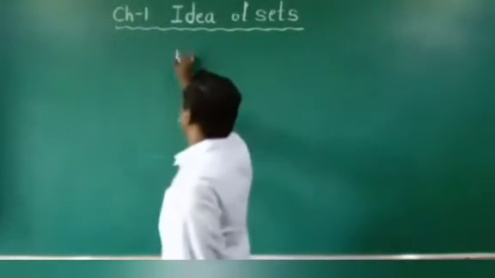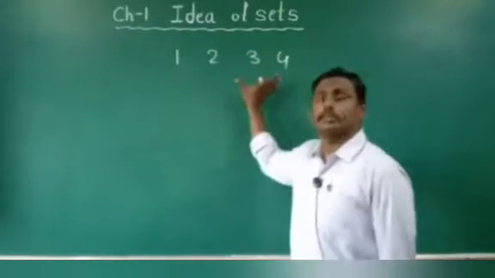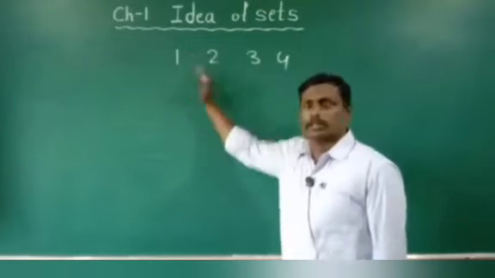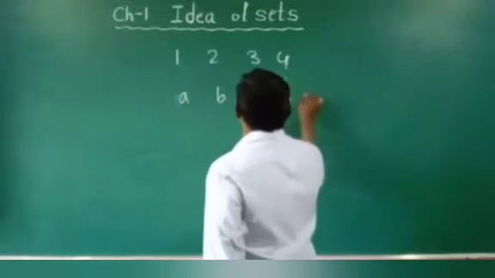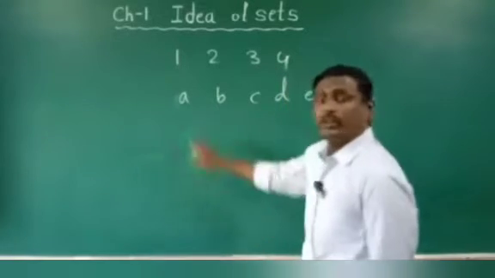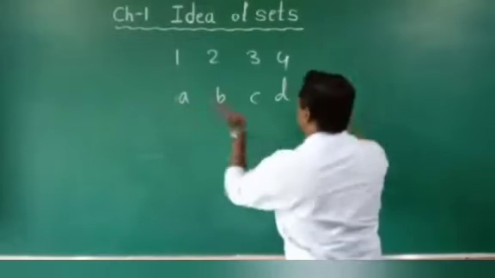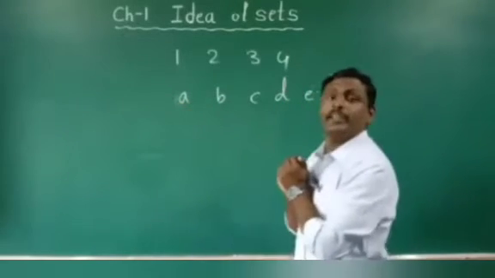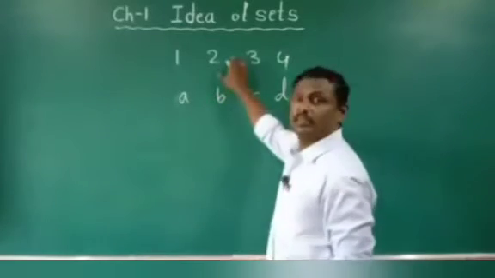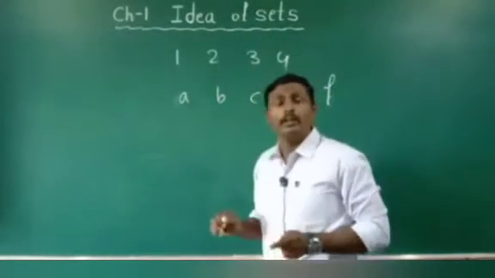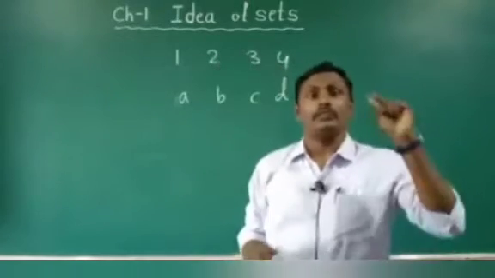I will take some numbers: 1, 2, 3, 4. So these are nothing but numbers, a group of numbers. A, B, C, D, E, F: these letters indicate a group of alphabets, a group of English alphabets. So these kinds of groups are called sets. Okay, and one more word we use, that is well defined.